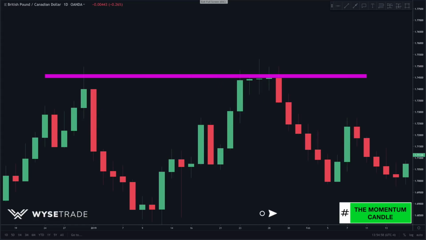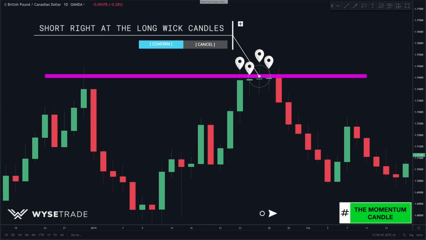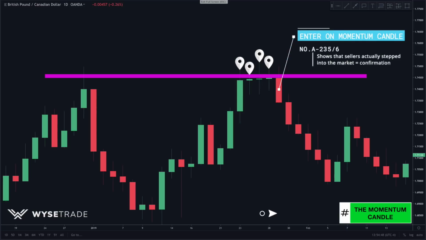So here's the pound CAD. And again, we look left and notice that price came up, hit and reversed, giving us a level of resistance. As price came back up to this level, you had multiple long wick candle rejections of this level. Now, many traders will take trades right at these long wick candles, which is fine. But for more secure traders, you can wait for the bearish momentum candle, as it shows that sellers are actually stepping into the market, which causes the bigger body momentum candle to form.